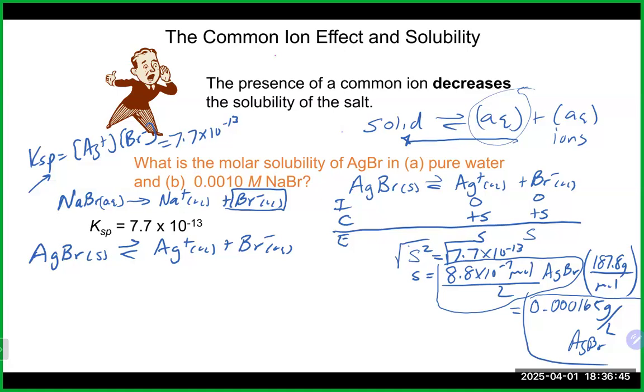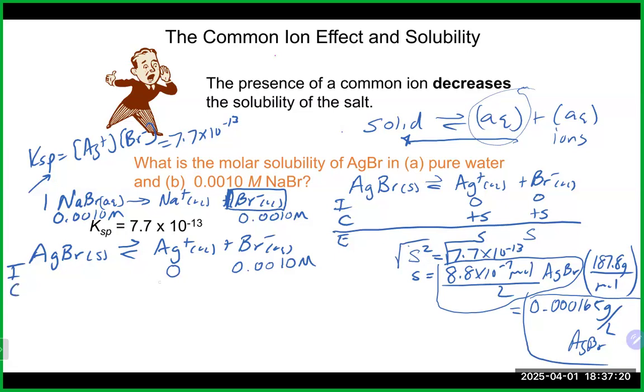And since this guy's concentration is 0.001 molar, it is a 1-to-1 relationship between those two things. The bromide's concentration is 0.001 molar, being supplied by this sodium bromide. So when we go to do our ICE table, just like what we do with common ions or buffers, this is going to be 0, but we are going to have an initial concentration of the bromide that's supplied by the sodium bromide.